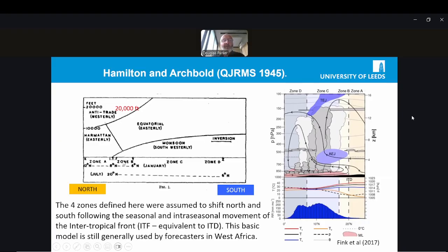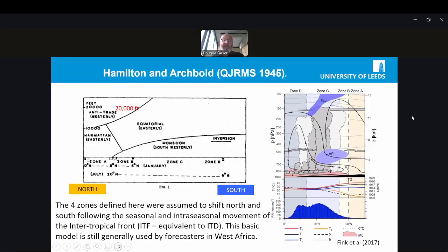And it defined these zones, zone A, B, C, D. And the ITF here, if you can see that, about 20 north, this is the intertropical front, or discontinuity as it might be known. And so these zones are defined relative to that. And the intent of this paper was that the whole system moves north and south, both seasonally, between the northern hemisphere summer and winter, but also on a day-to-day basis. And as it moves, these weather zones move with it.